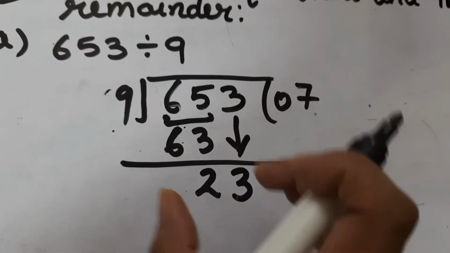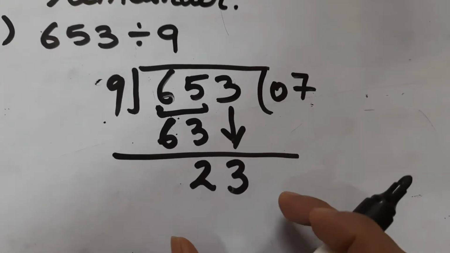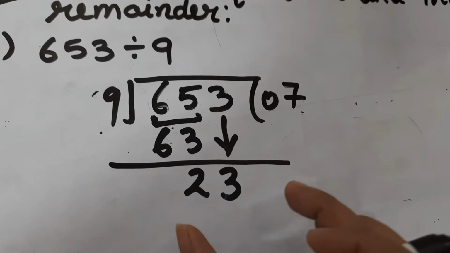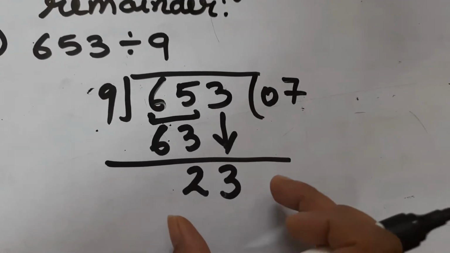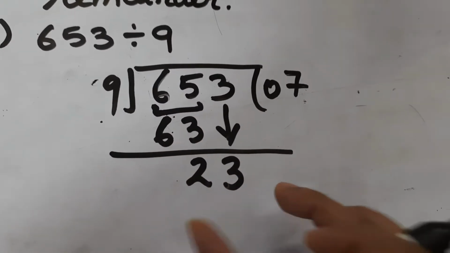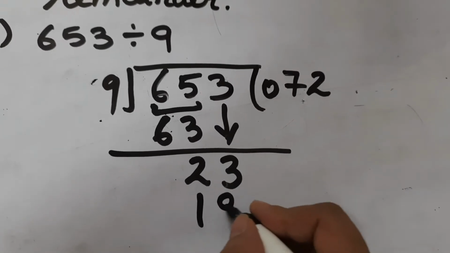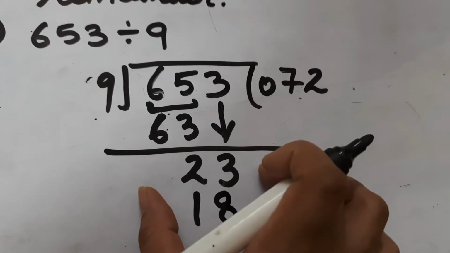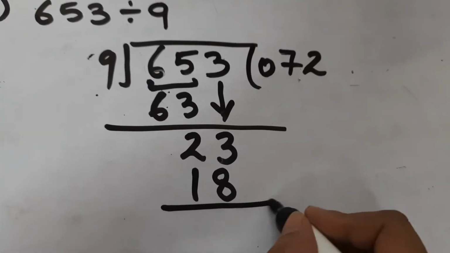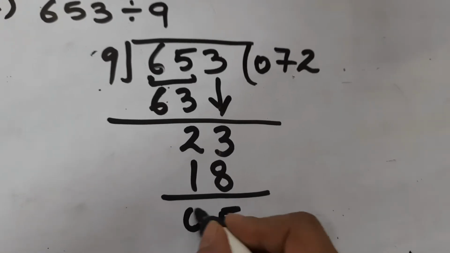Now is 23 divisible by 9? No. 23 is not divisible by 9. So we will take the number that comes at the table of 9 and is just smaller than 23, and that is 18. 9 2s are 18 because 9 3s are 27. That will be greater than 23. Okay. So we will take 9 2s are 18. Now subtract it. 13 minus 8 is 5 and 1 minus 1 is 0.